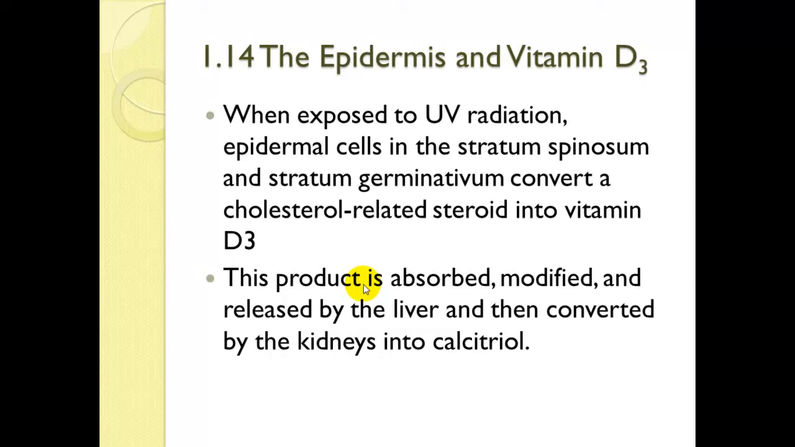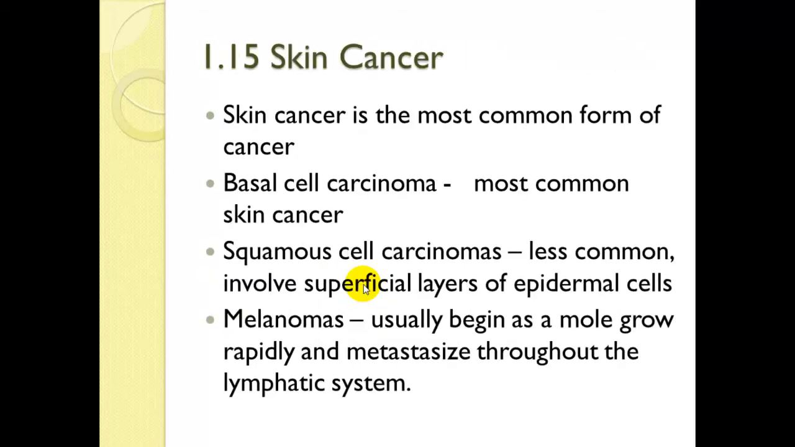The epidermis and vitamin D3. When exposed to UV radiation, epidermal cells in the stratum spinosum and the stratum germinativum convert a cholesterol-related steroid into vitamin D3. This product is absorbed, modified, and released by the liver, and then converted by the kidneys into calcium, which assists the parathyroid glands in controlling calcium levels in the bones and in the vasculature.